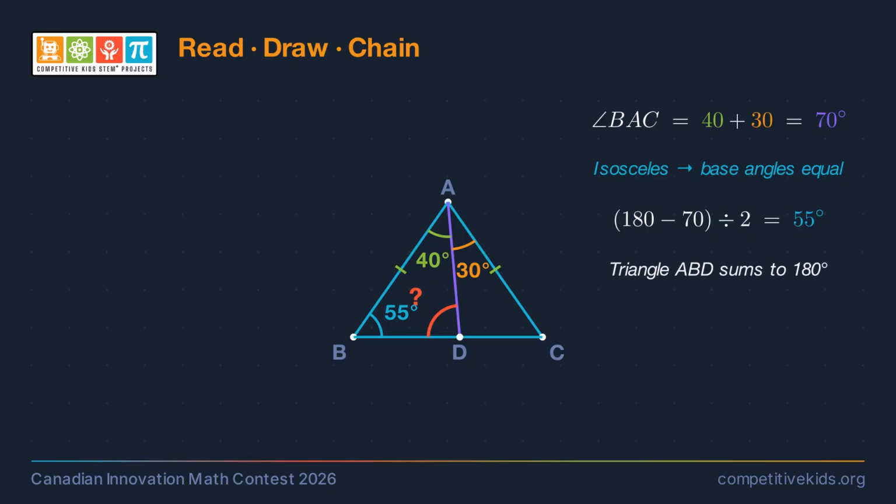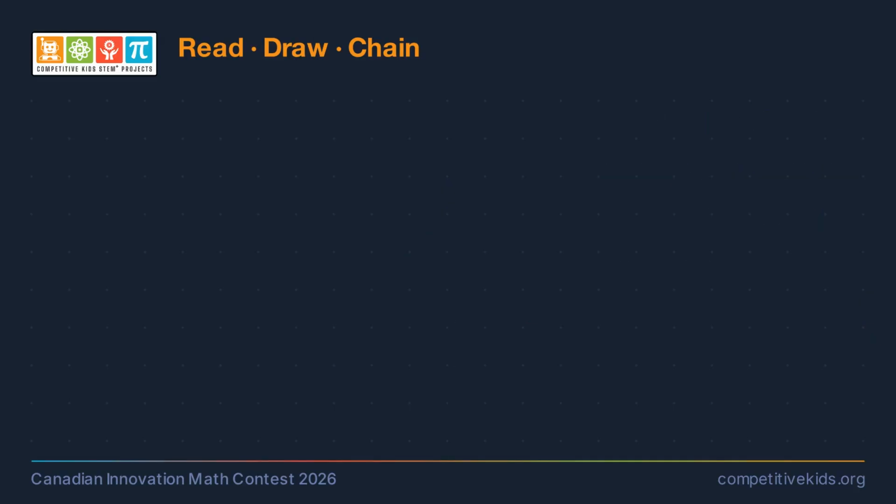Fact 3. Now look at the smaller triangle on the left, triangle ABD. Its three angles also add to 180. We know two of them. Angle BAD is 40, and angle ABD is 55. So angle ADB is 180 minus 40 minus 55, which is 85 degrees.